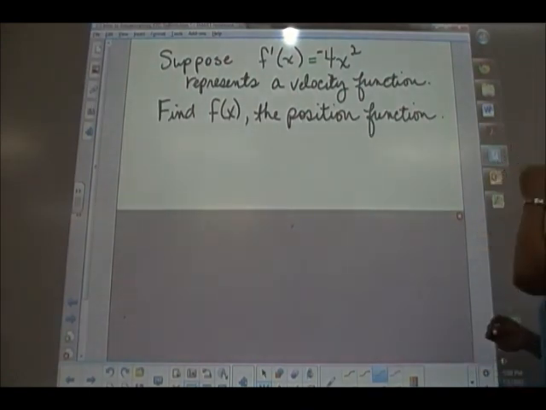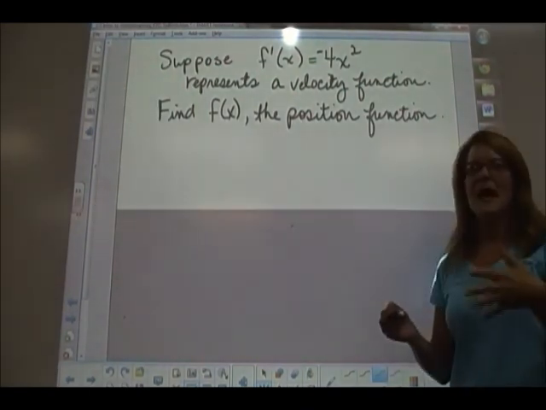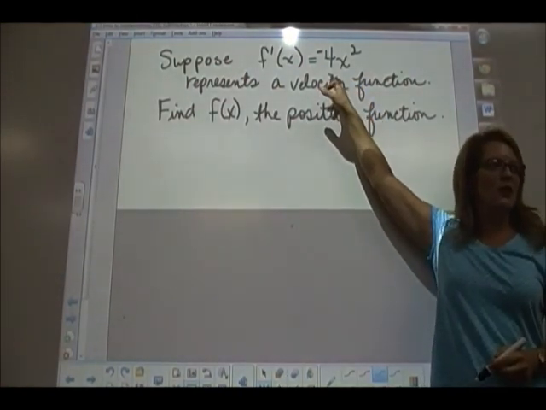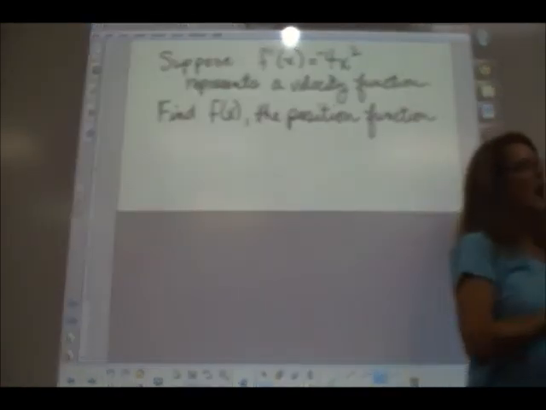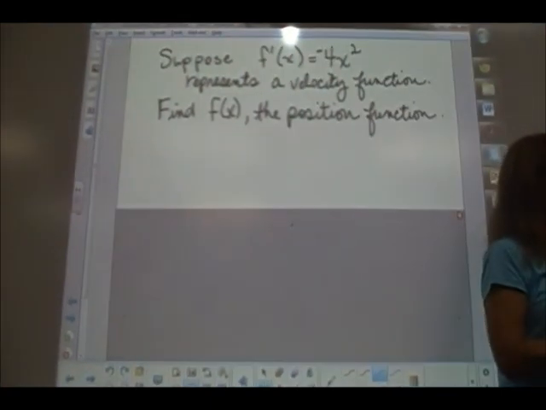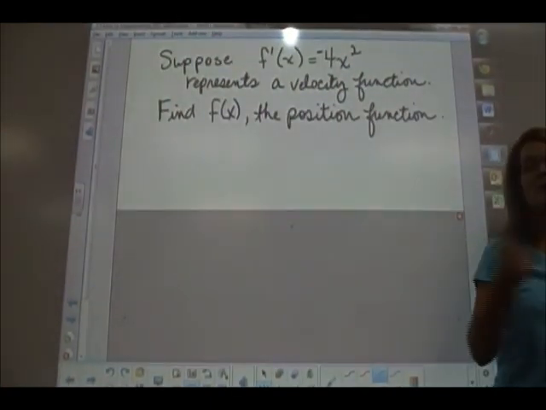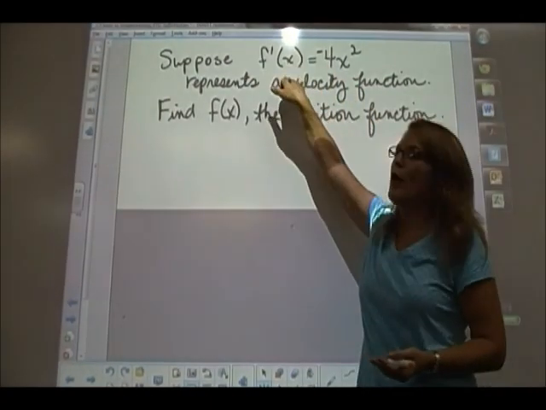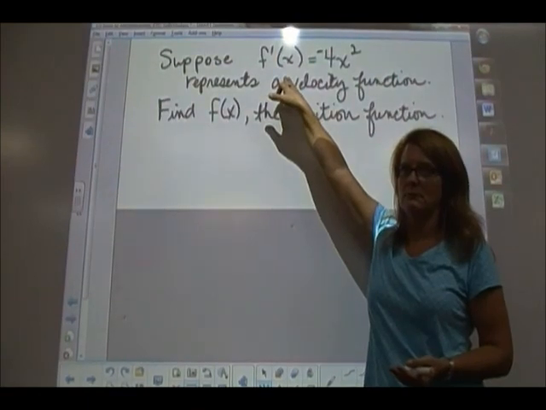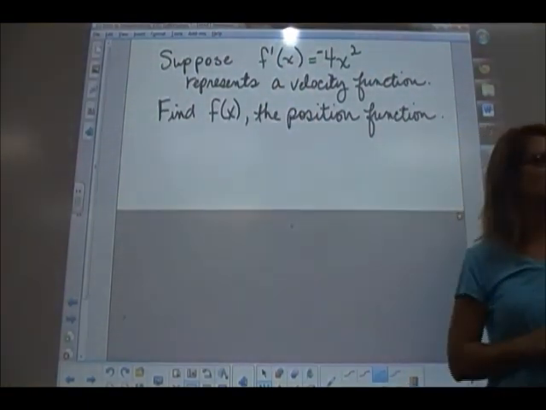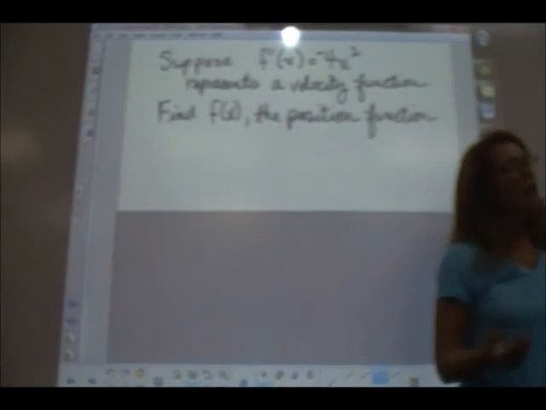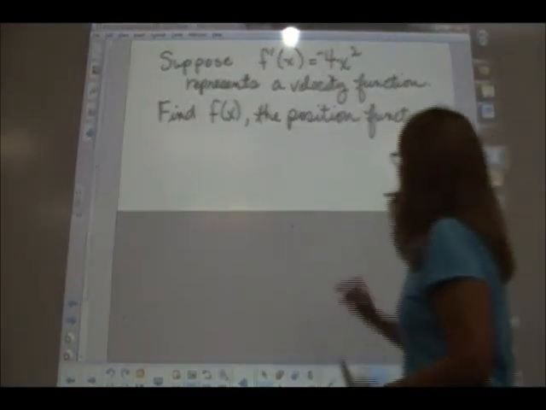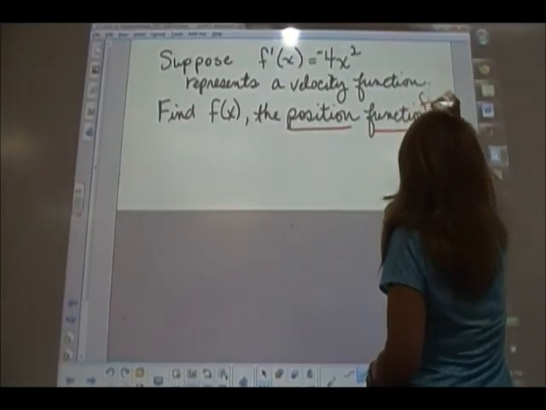So let's suppose that you have done some type of study and you know that negative 4x squared represents the velocity function of some movement. Okay? This is the velocity. This is f prime. I want to know what f equals. I want to know the position function. The position function is f.